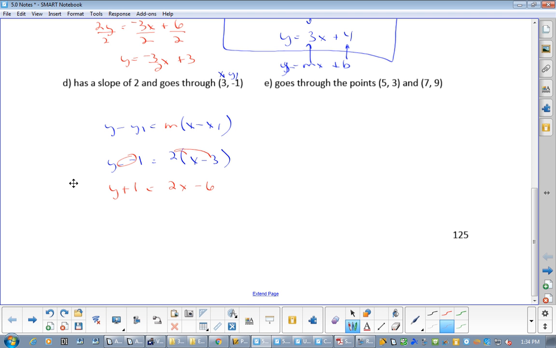Okay, and then the last thing we need to do is get y all by itself. To do that, I just need to subtract 1. So that will be y equals 2x. What would be there? Negative 7. Very good.